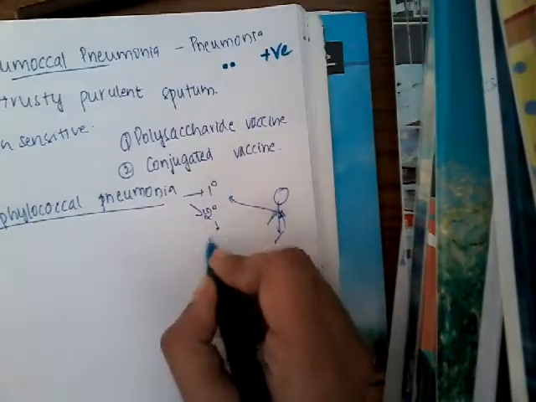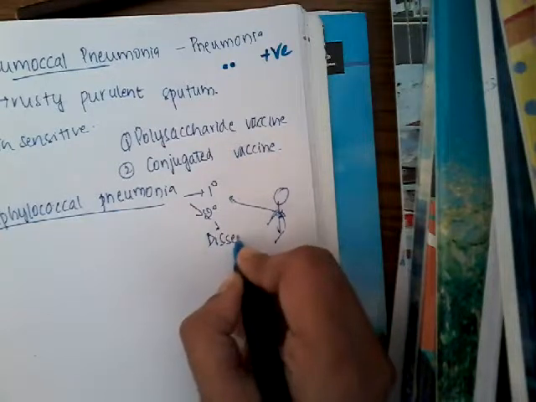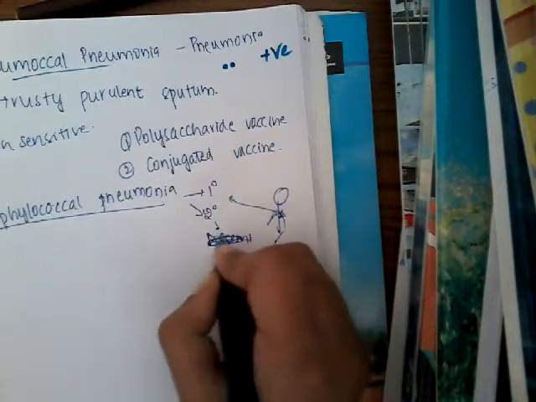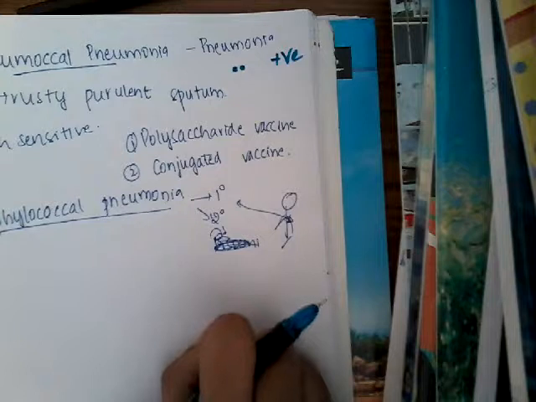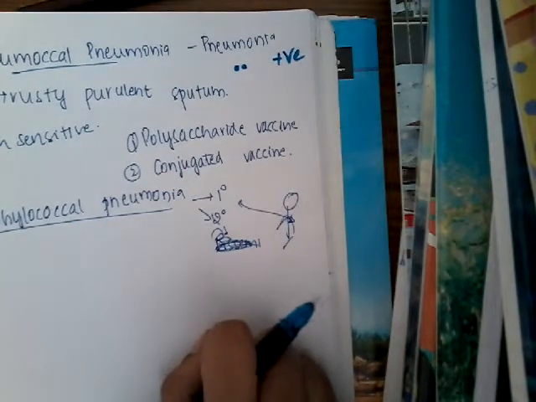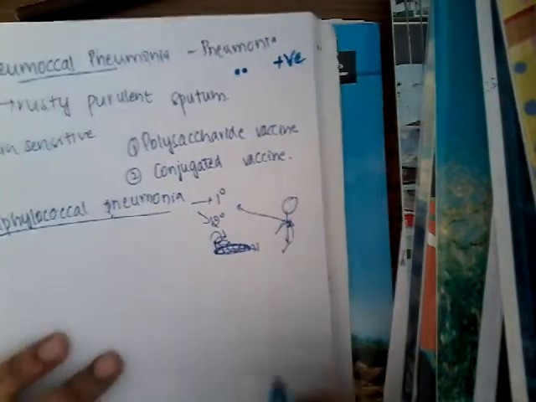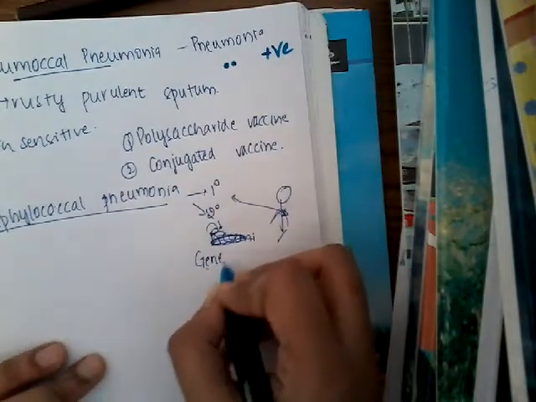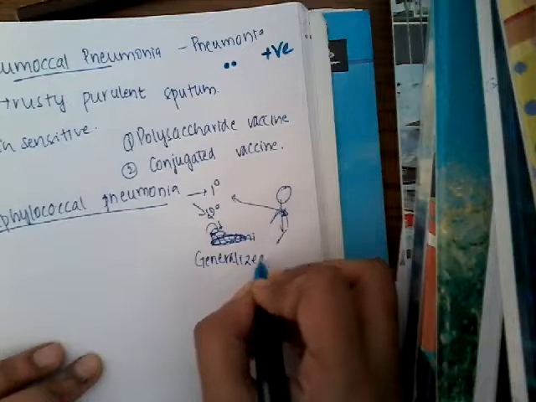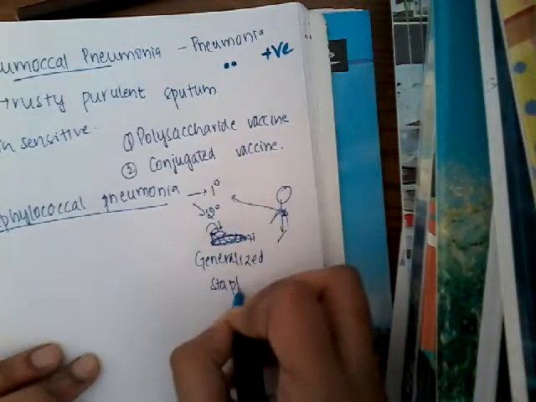Whereas in secondary, it is a generalized disease. First, there is some other infection, and because of that infection, we get pneumonia. So secondary is generalized, it is not disseminated, the word generalized should be used. So it is a generalized staphylococcal pneumonia infection.